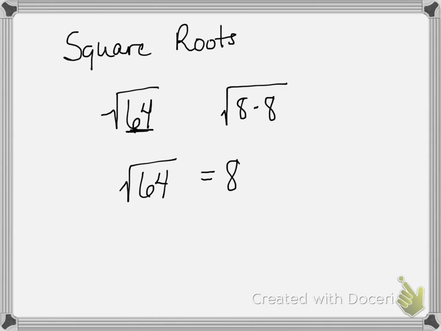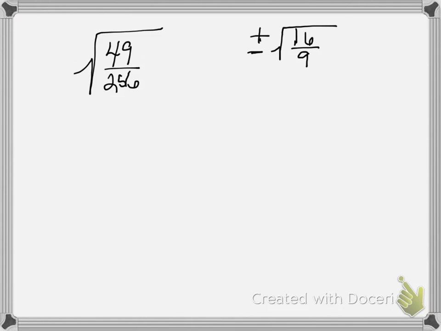This symbol is called a radical symbol. This part right here is the radical symbol, and what's under here is called the radicand. So in this example, 64 is my radicand. When I simplify it, I get the answer 8. So the square root of 64 is equal to 8.